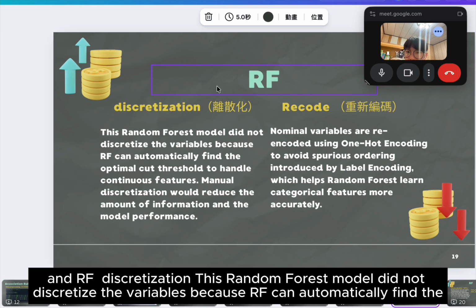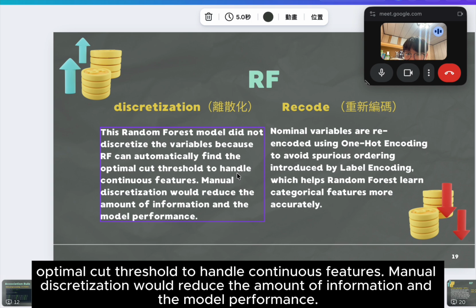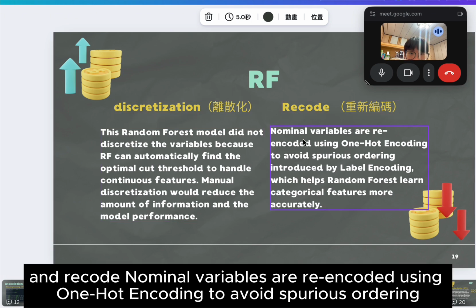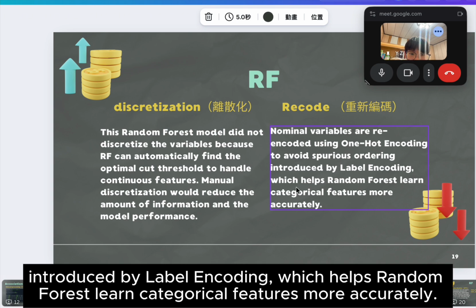And RF discussion: this random forest model did not discretize the continuous variables, because random forest can find the optimal split points itself, and discretization will reduce most of the information and model performance. And the categorical values are encoded using one-hot encoder, and then turning to label encoder will help random forest learn categorical features more easily.